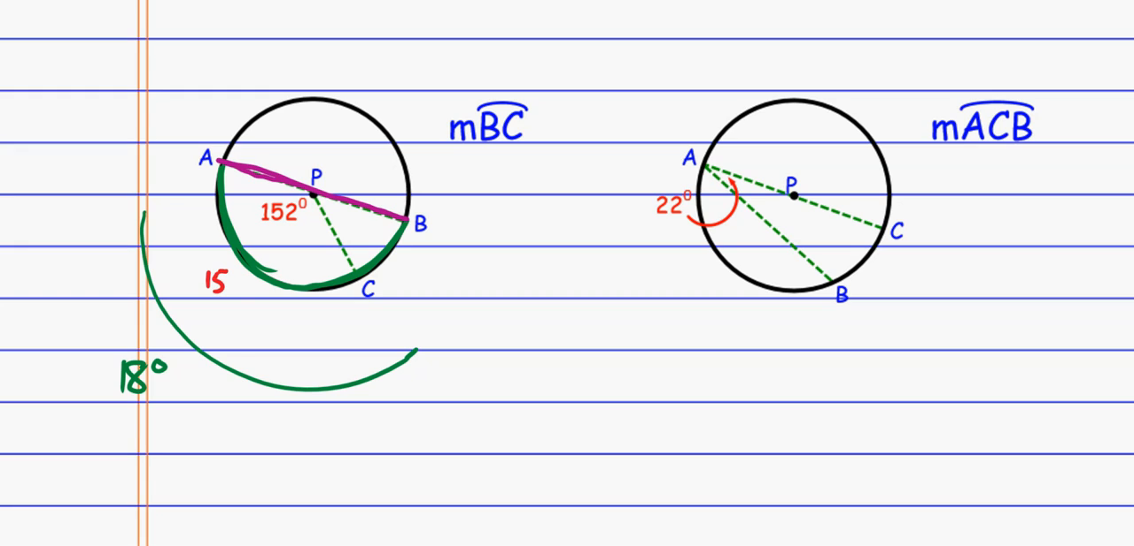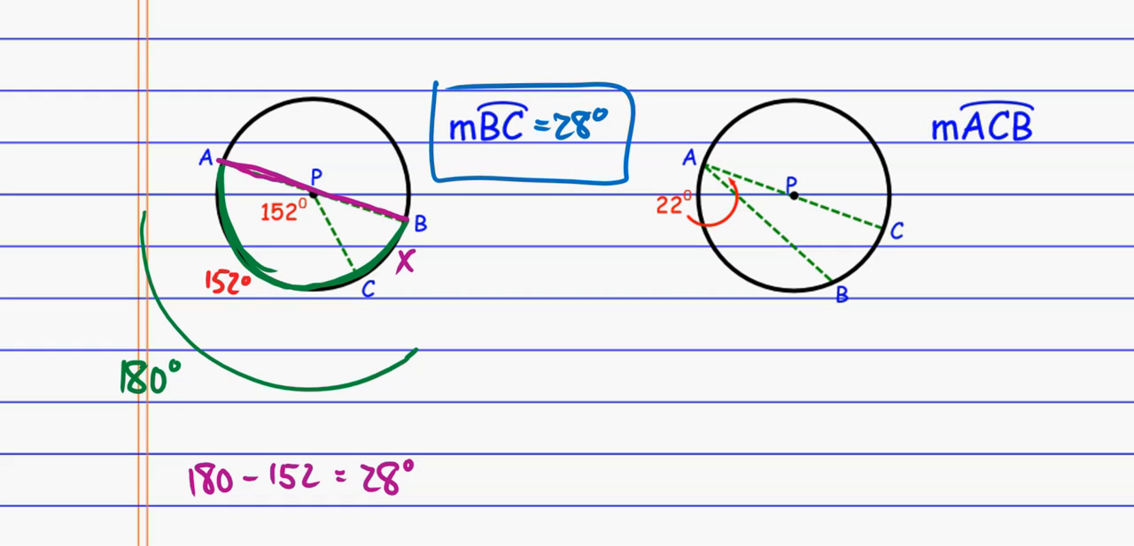Based on this central angle, this is 152. I just have to find this missing measurement right here. And once again, those two arcs should add up to 180 degrees. Sorry, I have an 18 over here. I missed my 0. But those two arcs should add up to 180 degrees. So I just have to do a little subtracting. The whole thing is 180 minus the 152, which should leave me with that smaller piece, which is 28 degrees. So this missing arc is 28 degrees.